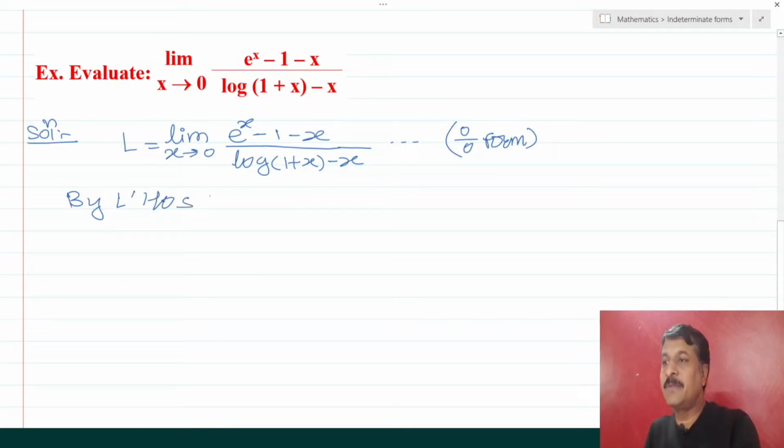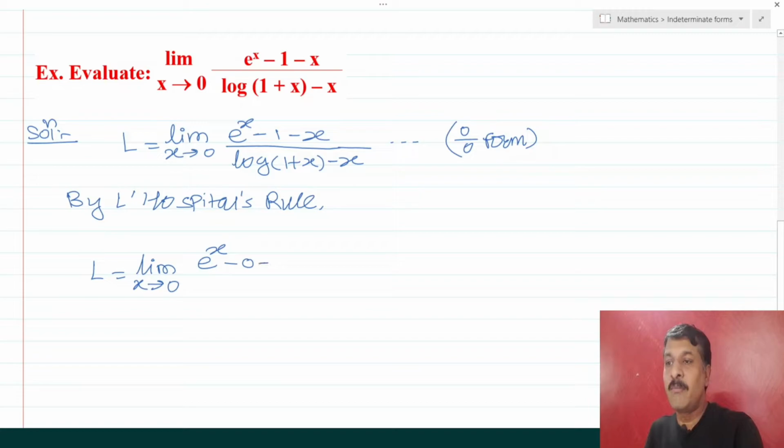So what is L'Hospital's rule? That is, take the derivative of numerator and denominator separately. So what is the numerator there? e^x - 1 - x. So take the derivative of it. The derivative of e^x is e^x, the derivative of 1 is 0, minus the derivative of x, which is 1, upon the derivative of the denominator separately.